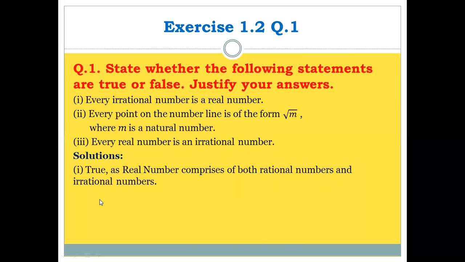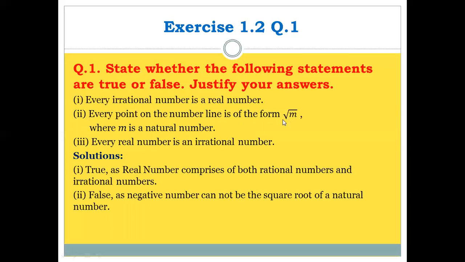The very first one is that every irrational number is a real number. So it's true, because the real numbers comprise both rational numbers and irrational numbers. That's why all irrationals will be real numbers, right? Now next we have 2. Every point on the number line is of the form root m, where m is a natural number. False, as a negative number cannot be the square root of a natural number. That's why this is false. The third statement says every real number is an irrational number. So it's also false, as 5 is a real number but not irrational. So this is the solution of question number 1.